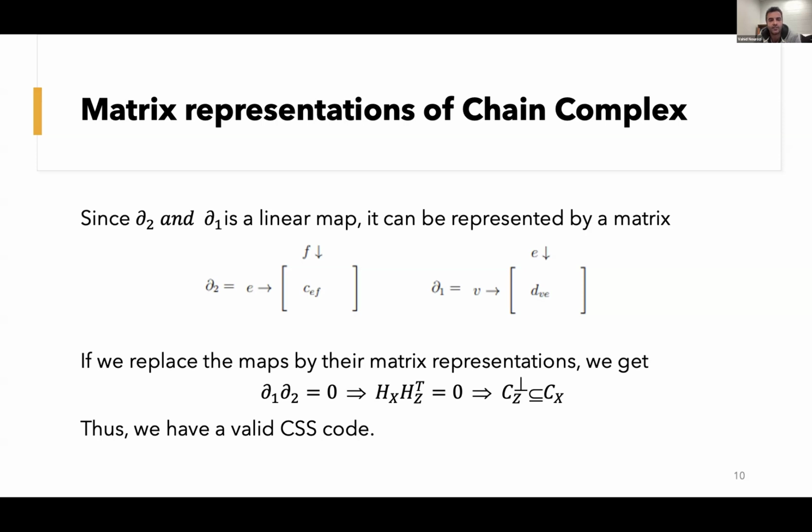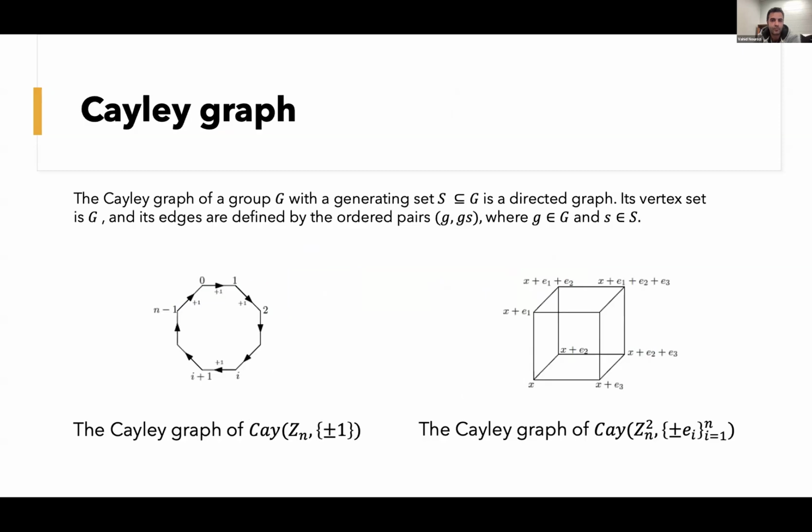We have a similar construction for delta 1. That means the columns are represented by the edges and the rows by vertices. And again, if we have a relationship between edges and vertices, we put 1, otherwise we put 0. From the main condition of the chain complex, we know that delta 1 delta 2 is 0. And from this, we can see that HX HZ transpose is 0. That is, we have a valid CSS code and a quantum code from chain complex.